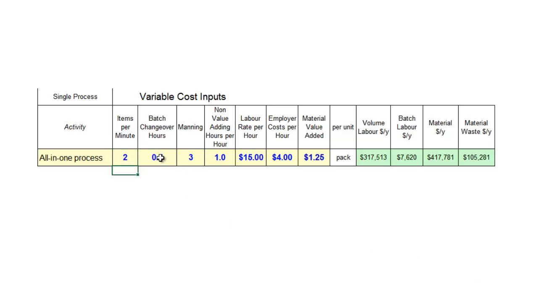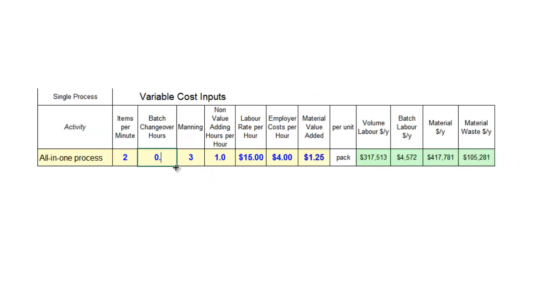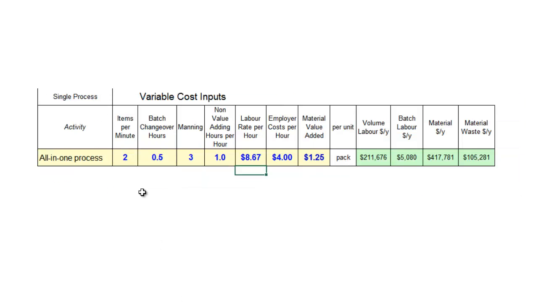Let's try changing changeover time. If that goes from half an hour to 0.3 of an hour, that affects batch-related labor cost. If we put that back to half an hour again, let's change the labor rate. Let's say that is 8.67. That changes volume-related cost, batch-related cost, but doesn't affect material cost. Let's have a look at another one. Put that back to 15.